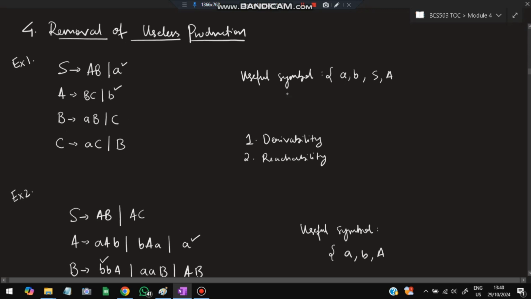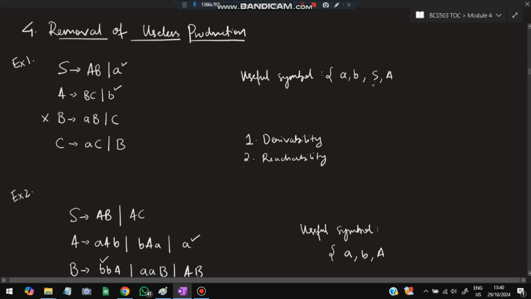A is coming in this set, yes. Capital B is coming in this set, no. So we cannot consider this as useful. C, is C present in this set? No. If these both are not present, therefore this is not a useful character. This is not a useful production. Moving on to the next one, C.